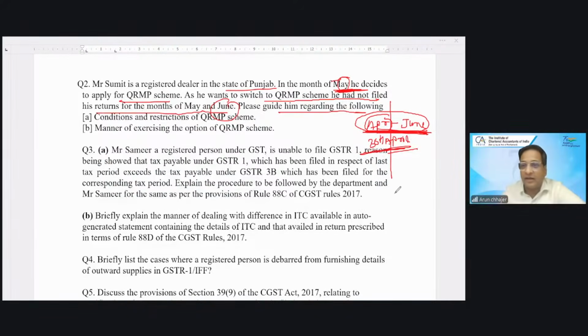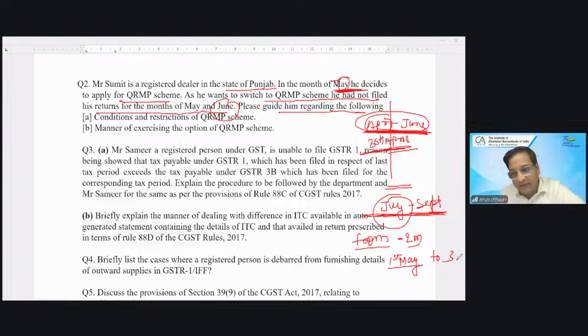Now coming to the July to September quarter. From which date can he start? Subtract 2 months. Since it is July, he can start from May to 30th July. What is the starting date? 1st May until 31st July. So he can go for QRMP for the July to September quarter.